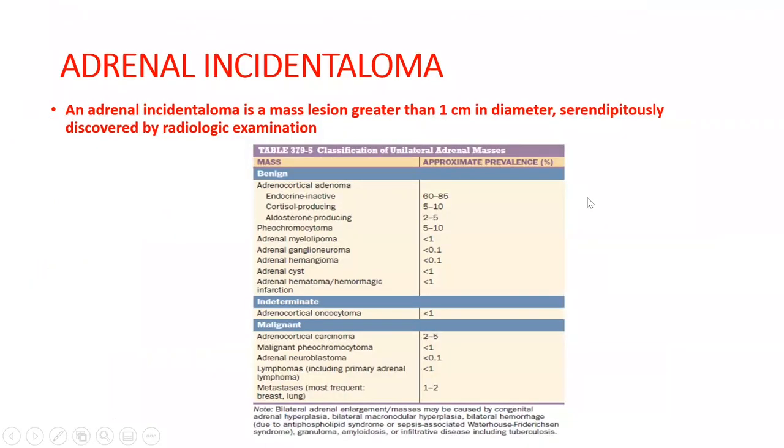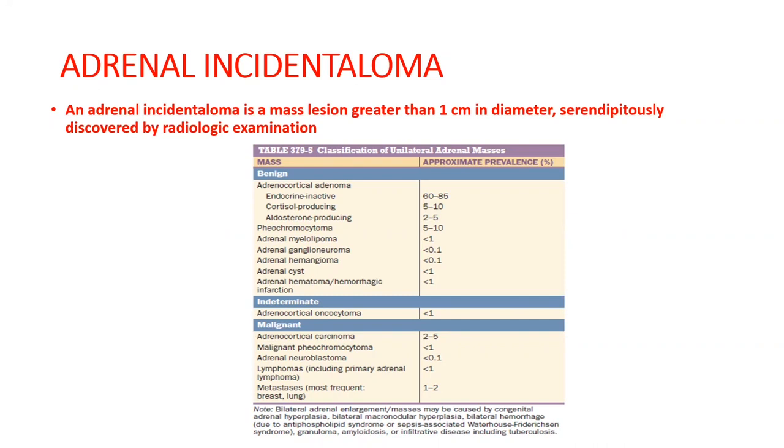So what do we define as an adrenal incidentaloma? It is a mass lesion which is greater than 1 centimeter in diameter, discovered incidentally during radiological examination. So that's straightforward, but it should be more than 1 centimeter in diameter.